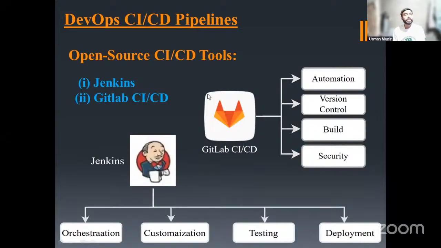For DevOps CI/CD pipelines, we will use open source tools like Jenkins or GitLab for automation. GitLab is primarily used for version control, automation, build and security, and Jenkins for orchestration and customization for legacy systems. It has many plugins, so it can adjust to almost any software. It is also used for testing and deployment.